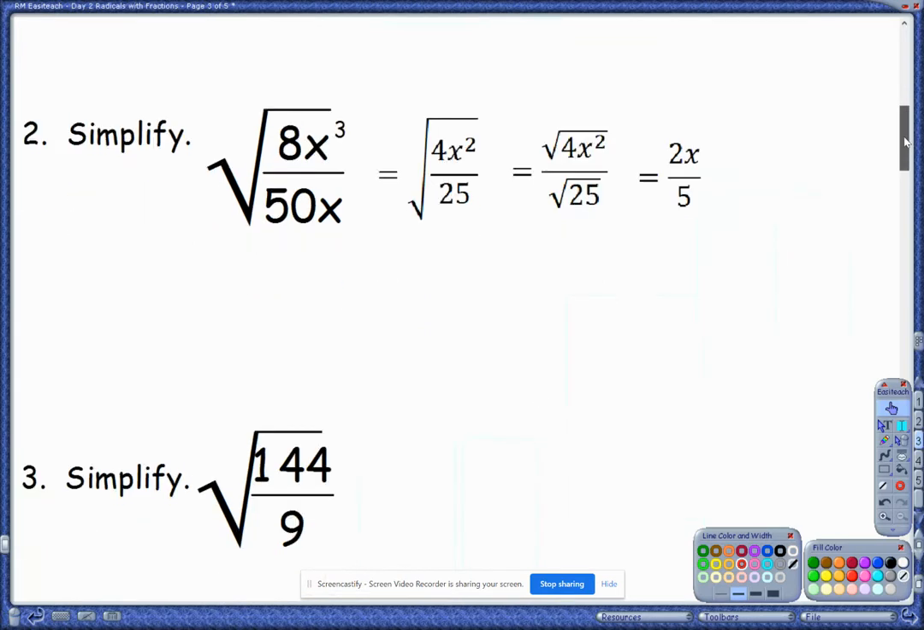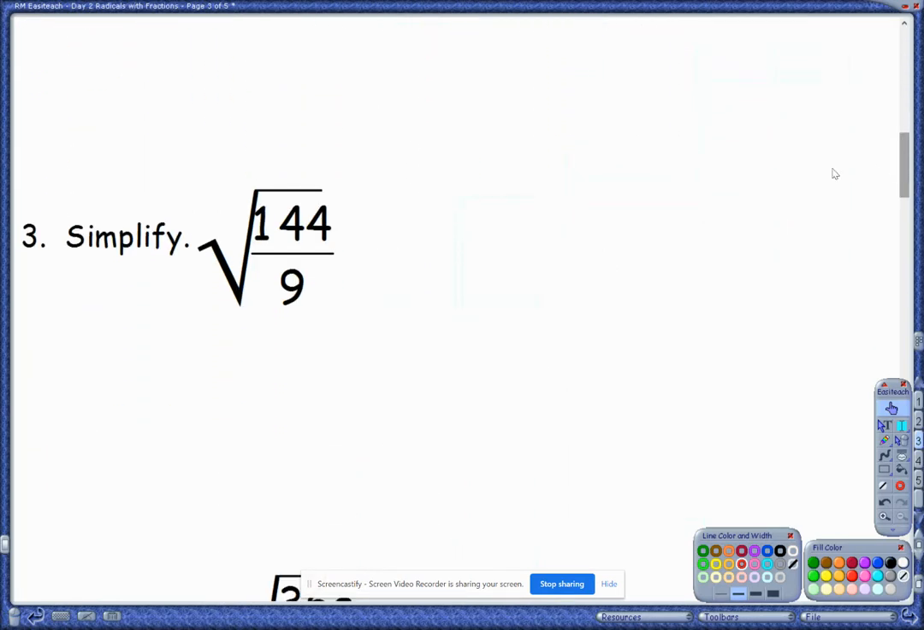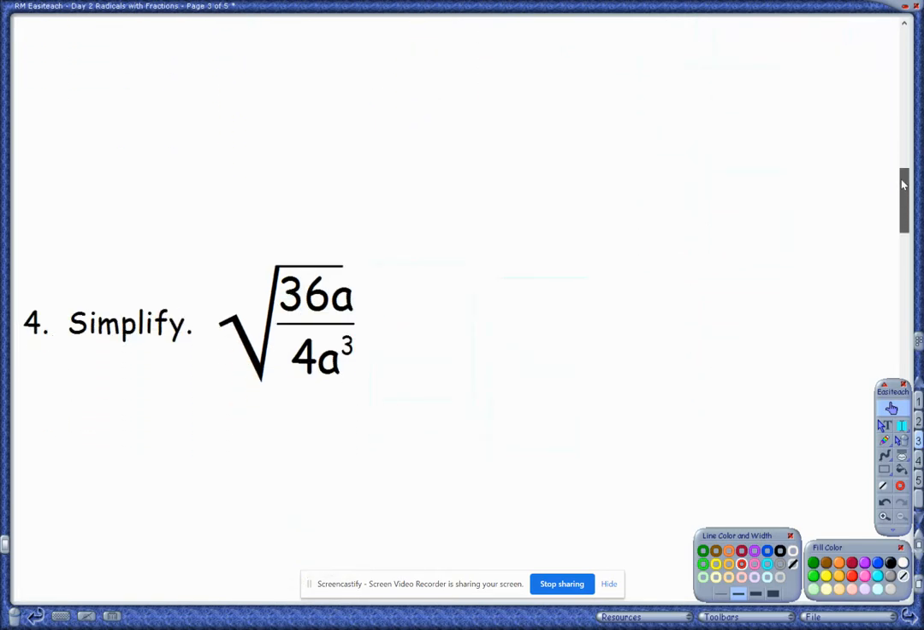Let's try the next one. Again, this is fairly simple because once you give the radical to the numerator and the denominator, you're going to get 12 over 3. But 12 over 3 is a whole number, so you make it 4. If it was an improper fraction or a fraction, you can leave it. Okay, here's another one. Try to simplify what is inside the radical first. Pause the video, see if you can do this.